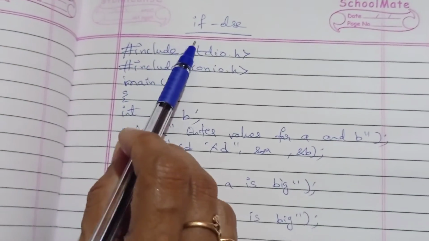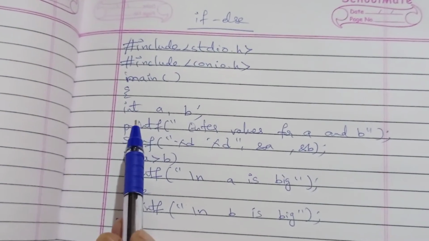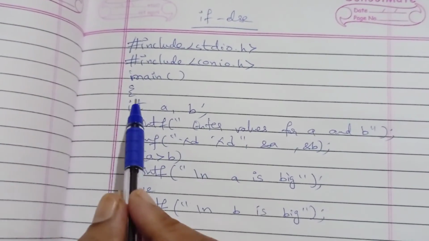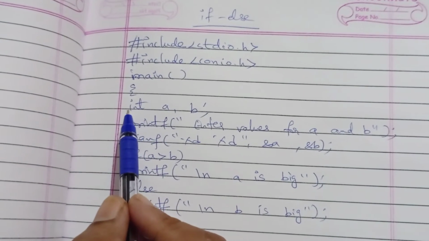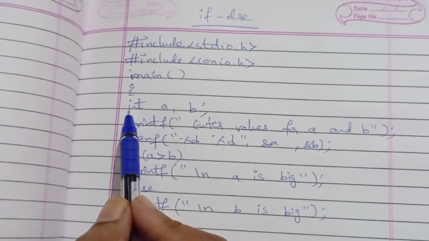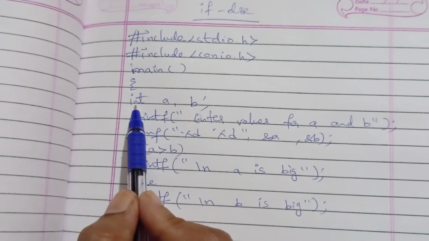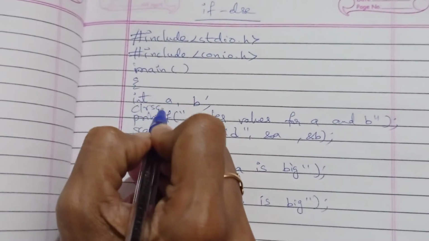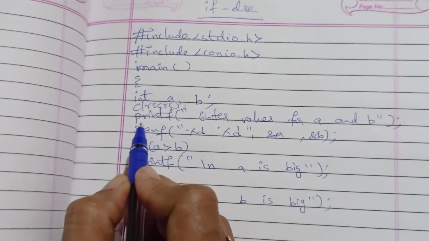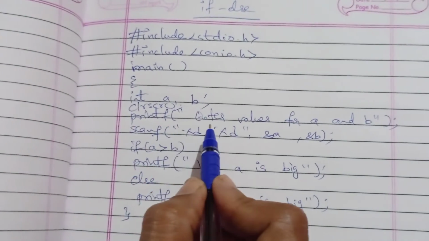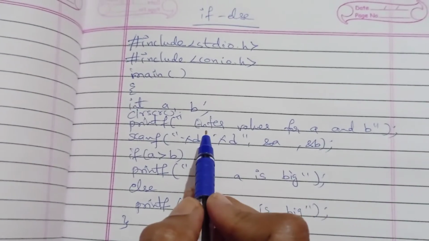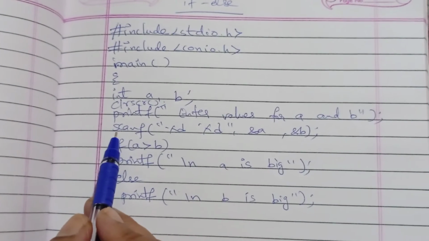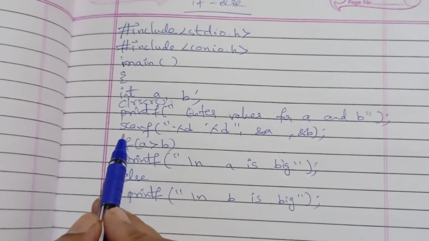Now this is a simple program using if else, finding the biggest of two numbers. First include stdio.h, conio.h, main. In this main function, we declare the two variables, integer data type a comma b. If you want, use clear screen and then printf. This is just to print a side heading, like Enter values for a and b. After that, next we need to input the values.